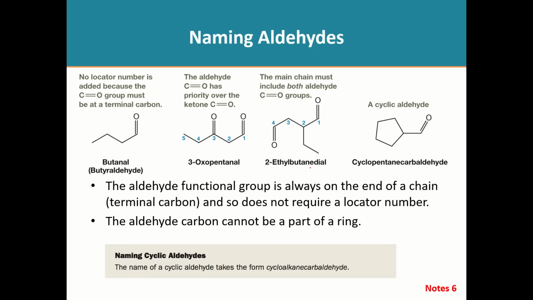Also notice that we've kept the E because we have two of the same functional groups. And then we have the di to tell us that we have 2 aldehydes, and the -al to tell us what functional groups we have in the molecule, which are aldehydes, right?